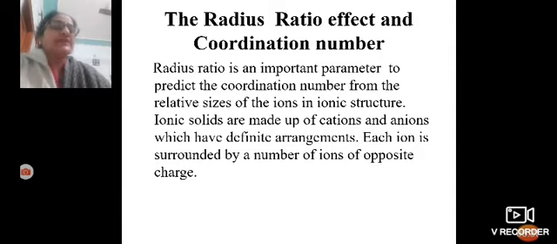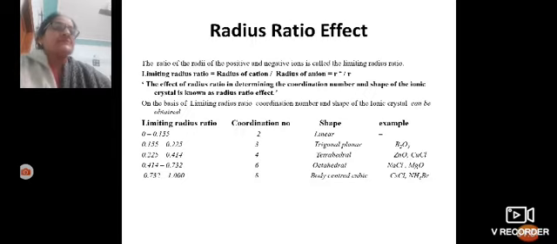Radius ratio is an important parameter to predict the coordination number from the relative sizes of ions in an ionic structure. Ionic solids are made up of cations and anions which have definite arrangements. Each ion is surrounded by a number of ions of opposite charge. Next is the radius ratio effect.